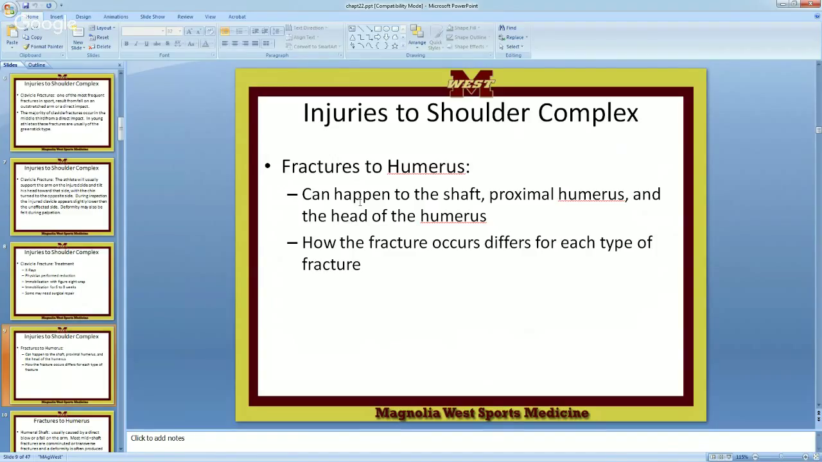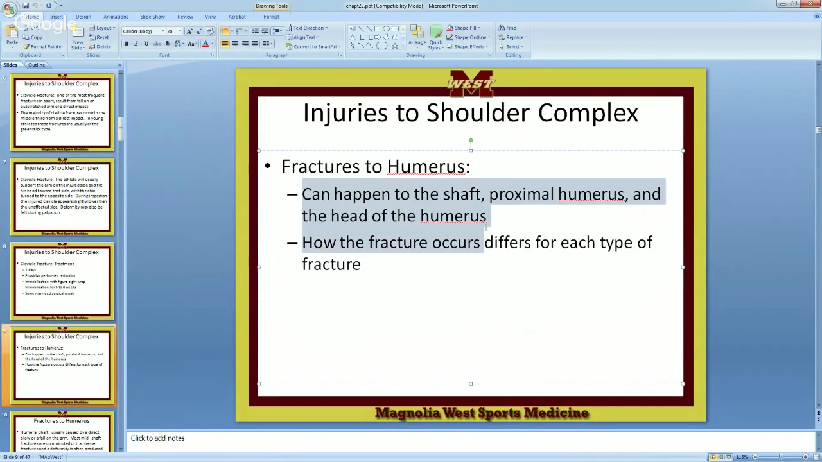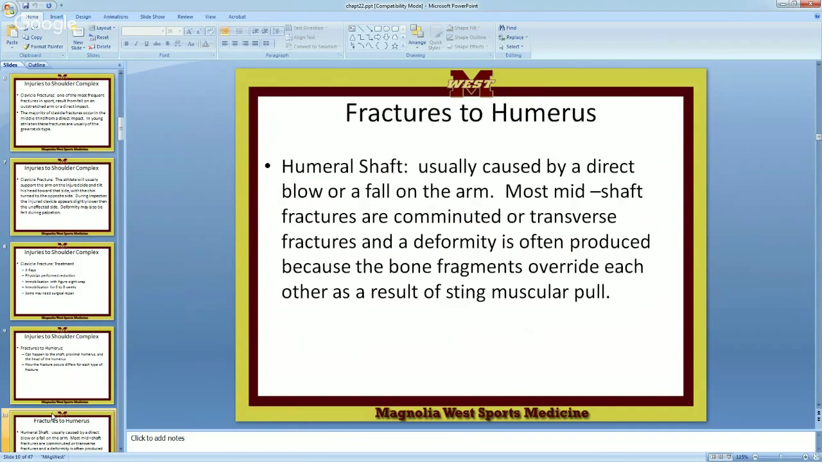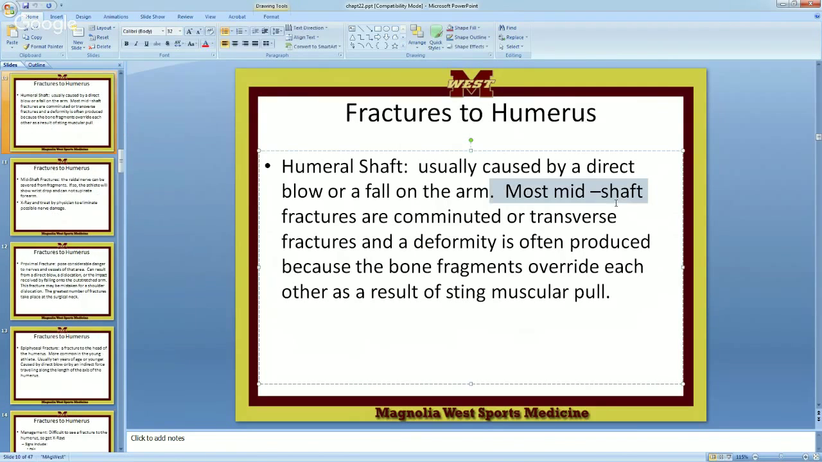Humeral fractures or fractures of the humerus can happen to all of the following except which? All right, can happen to the shaft, proximal humerus, and the head of the humerus. Slide 10. Talking about your humeral shaft. This fracture is usually caused by a direct blow or a fall on the arm. Most of these fractures are comminuted or transverse. Most mid-shaft. So you're talking about a mid-shaft humeral fracture or a humeral shaft fracture.